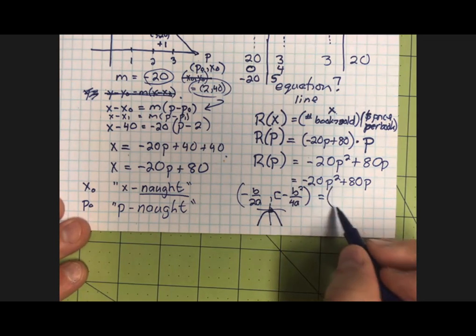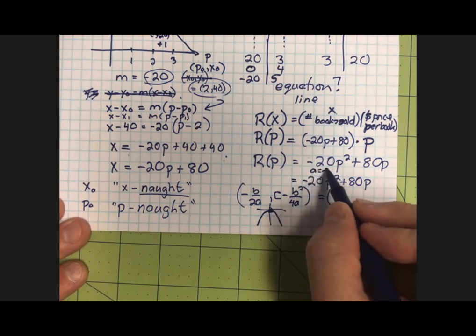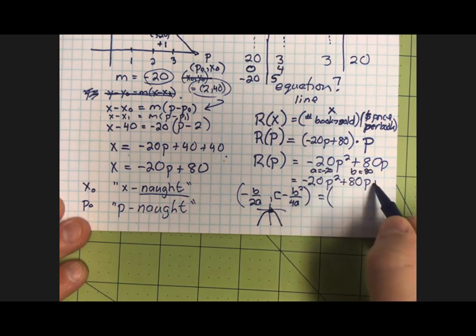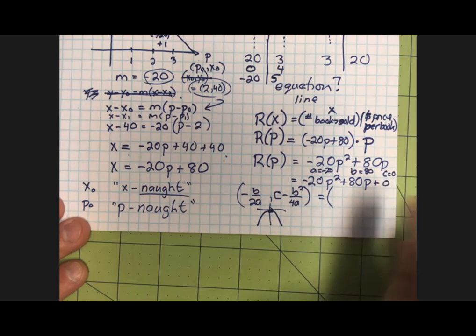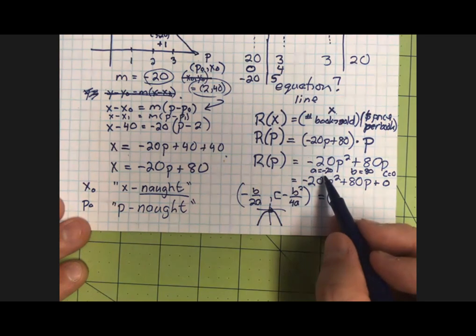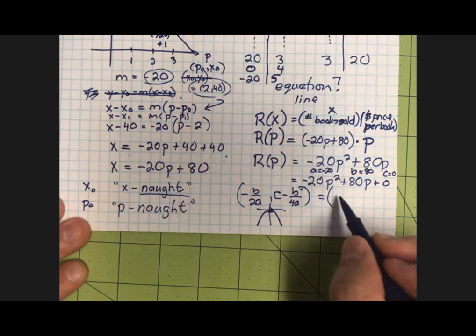So what's A? Minus 20. What's B? 80. C here is really 0. There was no constant left. There was nothing but p squared and p. So minus b, negative 80 over 2 times negative 20. Negative 80 over negative 40 is 2.